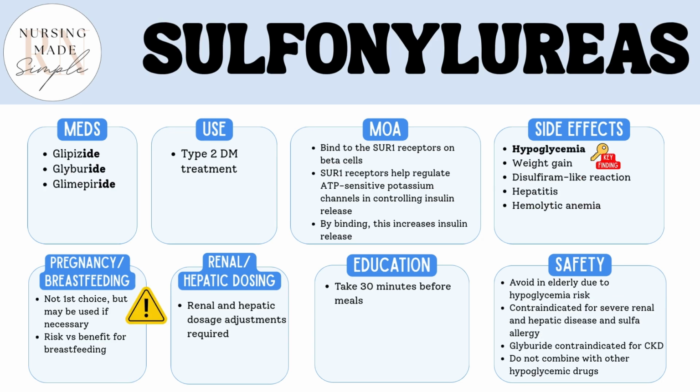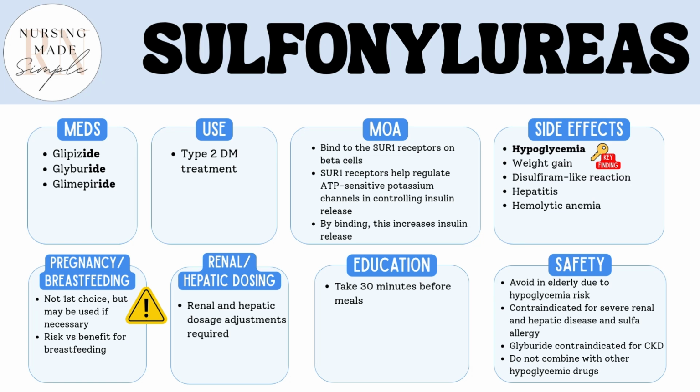All right, moving on to sulfonylureas. These are glipizide, glyburide, and glimepiride. These are used for type 2 diabetes treatment. They work by binding to the SUR1 receptors on beta cells. SUR1 receptors help regulate ATP-sensitive potassium channels and control insulin release. So, by binding to this, it increases insulin release.